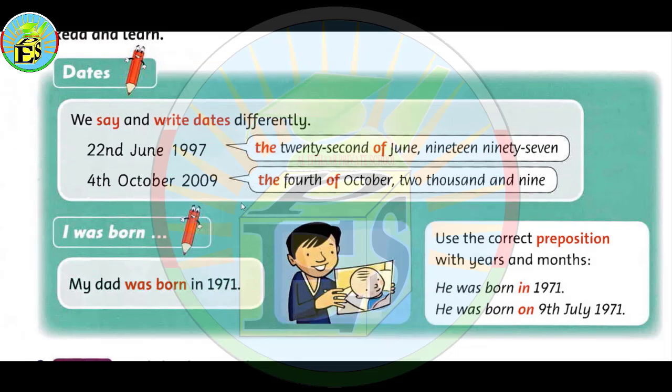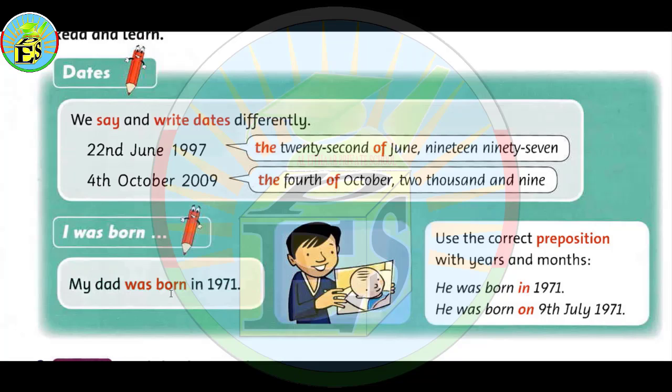Okay, so now let's move to the second part of this box. So let's try to imagine if someone is asking you, when were you born? Your answer is going to be, I was born, and then you have to use a preposition. Well, the usage of the preposition depends on the way you're going to tell the date. So for example, let's have a look at the example that we have here.